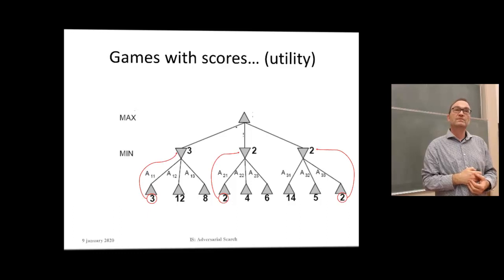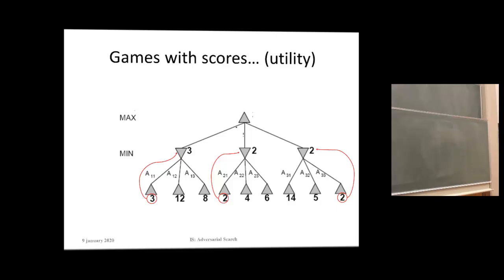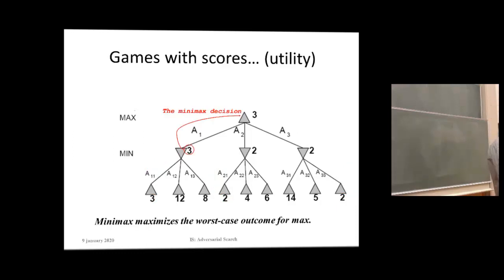The middle one is 2. And the right one is 2. Yes. So all we have to do is to look at the minimal values that min would choose. And then we propagate it up to the next level, 3, 2, and 2. And then max would choose. And you're right, then the best value, the minimax decision, is a 3. So with this algorithm, you can calculate the maximum value that the max player can get out of these games when they both play optimally.